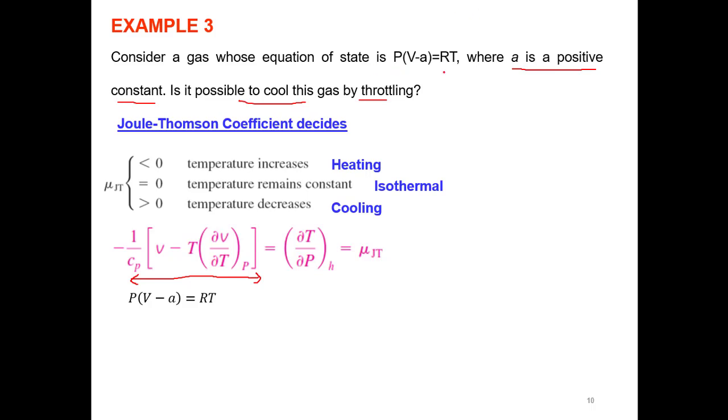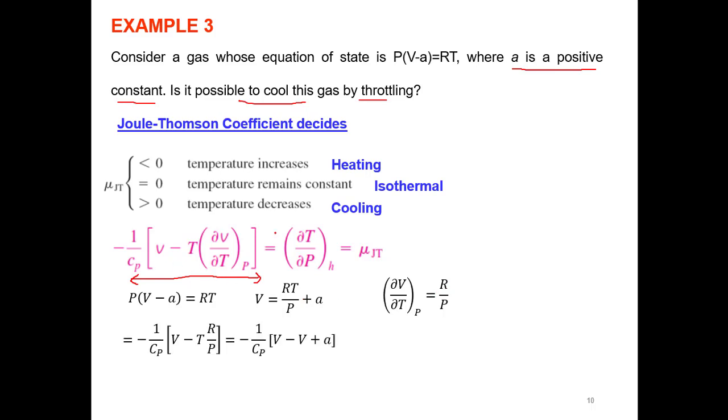So the equation is P times (V minus A) is equal to RT. From here, volume is equal to RT by P plus A, and if we take the derivative of V with respect to T at constant pressure, that will be R by P. If we put this value in this equation, then we get minus 1 by Cp times (V minus T times R by P).